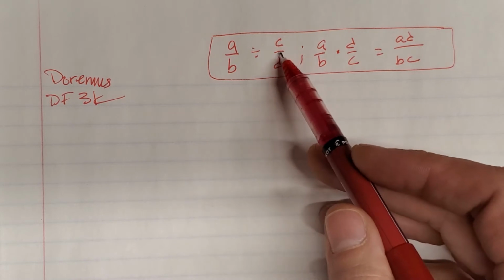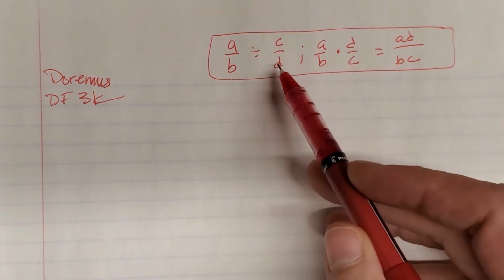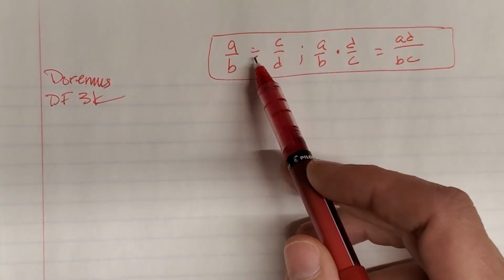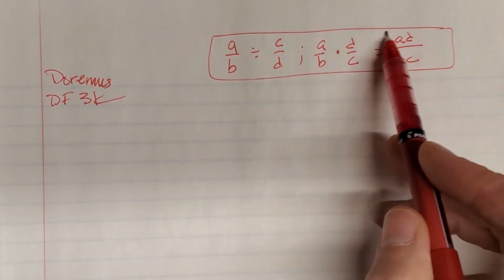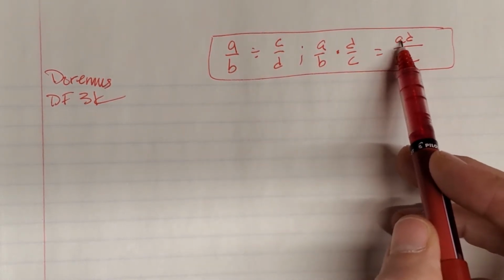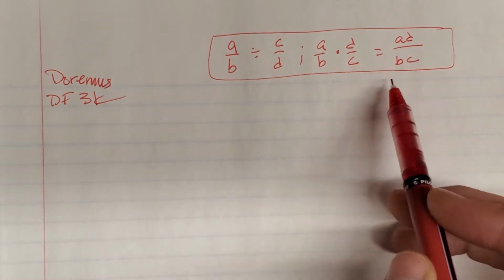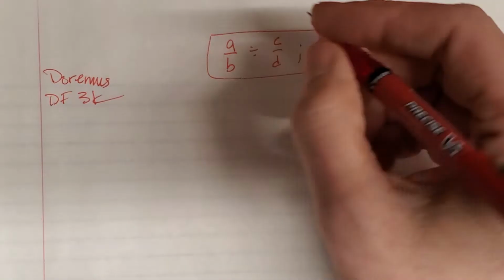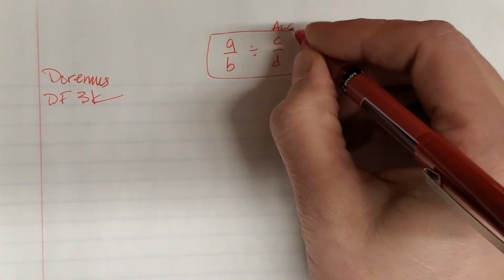But see how the C and the D are flipped? So that's the reciprocal of that fraction. They change the division to multiplication. And then here I just did the multiplication. A times D, A times D. That's all. Okay? But this is the standard algorithm.